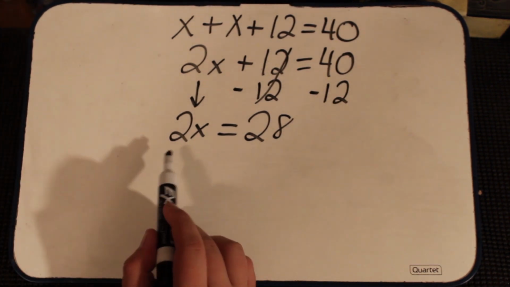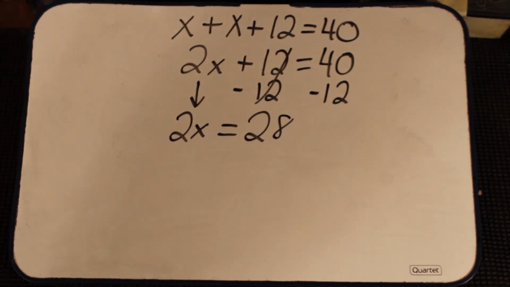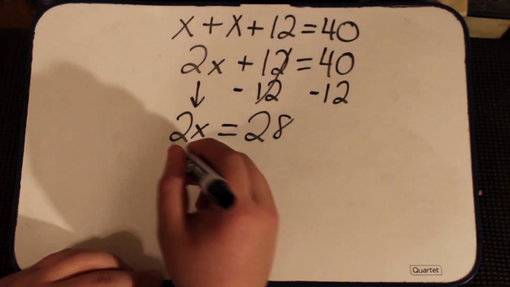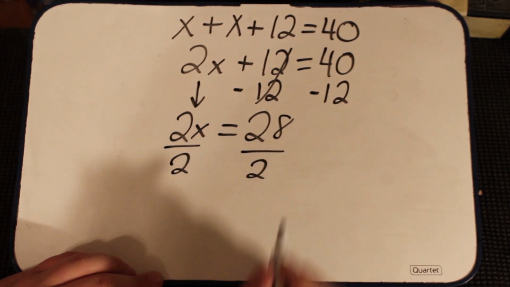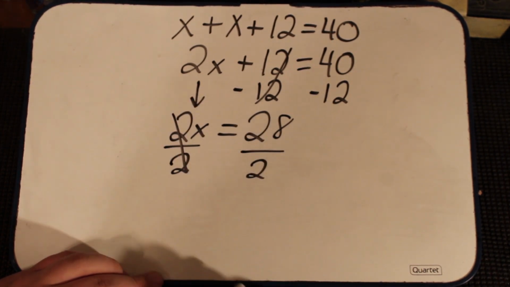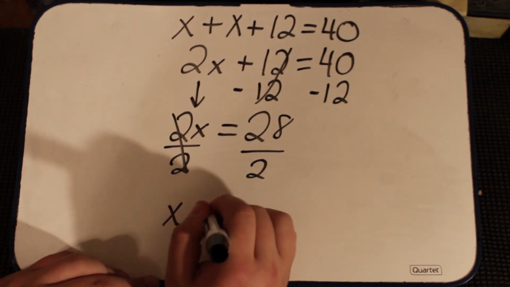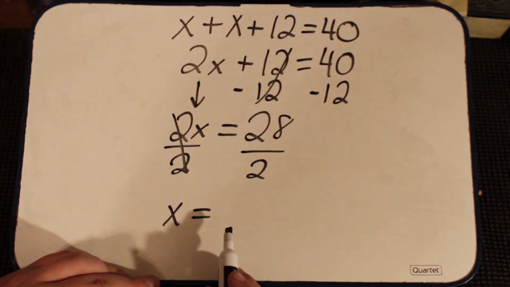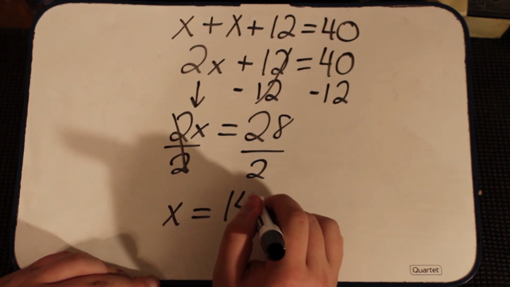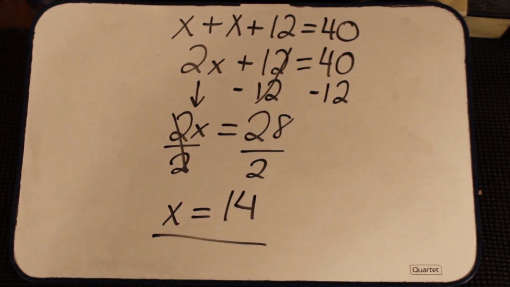Now, one step left, and I have this variable isolated, and I've solved this equation. I have 2 times x equals 28. 2 times x. So in order to undo multiplication, I have to divide. I divide both sides by 2. So my 2's will cancel, and I'll get x equals 28 divided by 2 equals 14. And that is the solution to this equation.